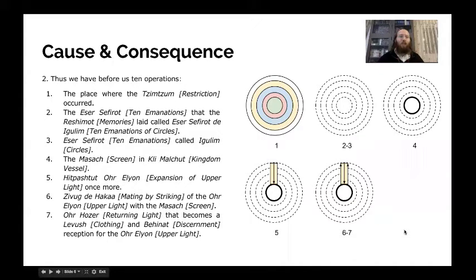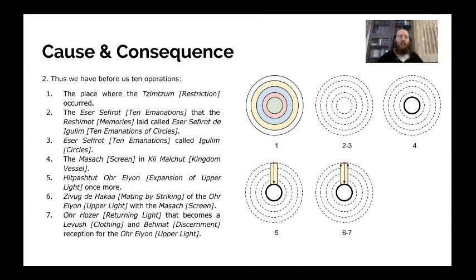Cause and consequence. Number 2, thus we have before us 10 operations. Number 1, the place where the Tzimtzum restriction occurred. Number 2, the Eser Sefirot, 10 emanations that the Rishimot, memories, laid, called Eser Sefirot Igulim, 10 emanations of circles. Number 3, Eser Sefirot, 10 emanations, called Igulim, circles. Number 4, the Masach screen in Kli Malchut, kingdom vessel.